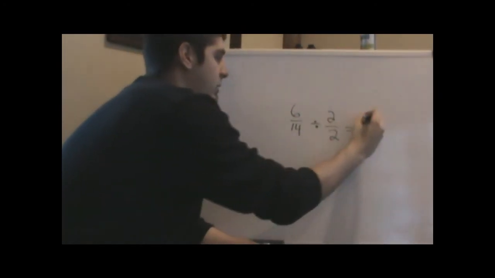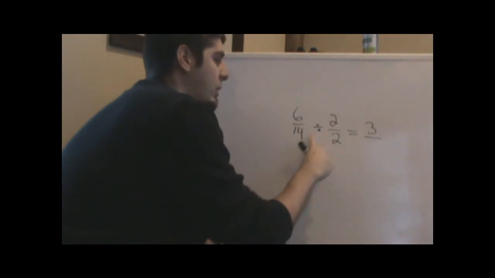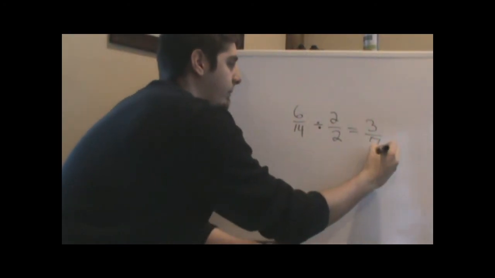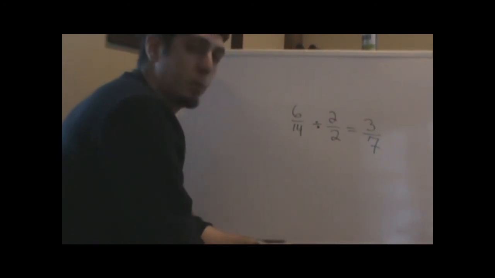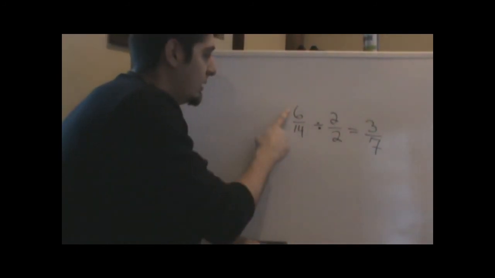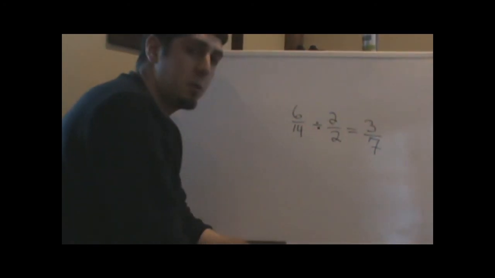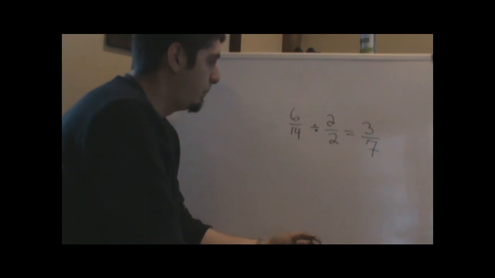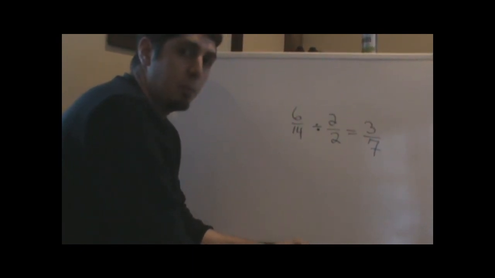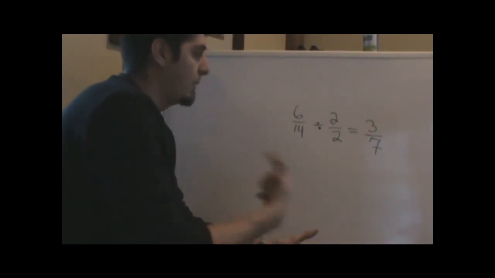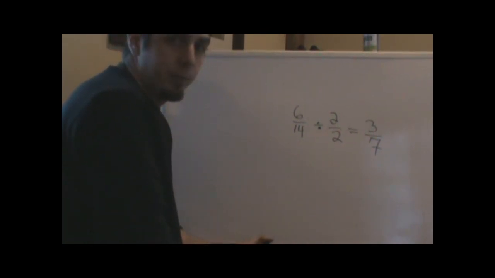So 6 divided by 2 is 3. 14 divided by 2 is 7. And if you would like, you can take a calculator to see if I am telling the truth. 6 divided by 14 will get you the same answer as 3 divided by 7. I always encourage my students to take out a calculator and prove to themselves that what I'm saying is the truth. Don't just take what I'm saying for granted. Find out for yourself. So that's how you reduce a fraction.